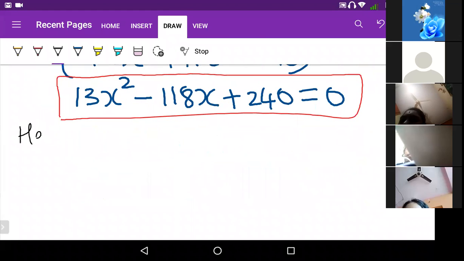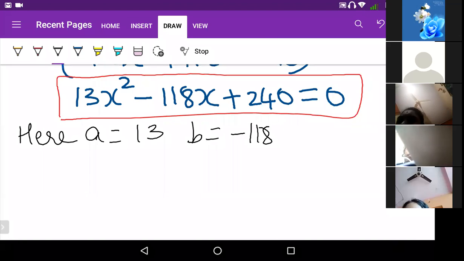So now here A is equal to 13, B is equal to minus 118, C is equal to 240. Okay, Lakshmi has already got the answer. X is equal to 6 or X is equal to 40 by 13. Good. Others also start solving. Try and solve. So now we have A, B, C.